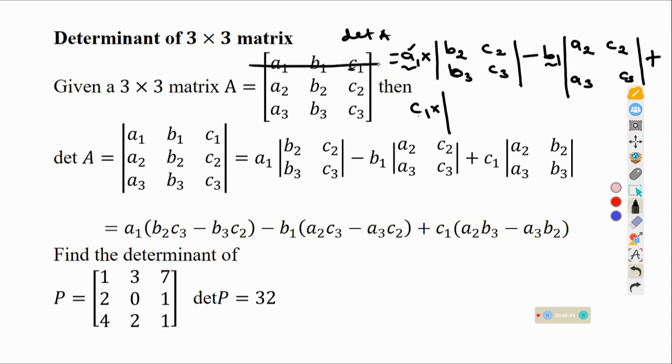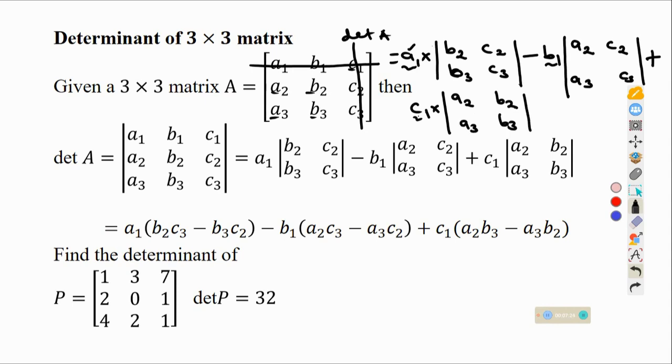Eliminate or delete the first row, third column. When you do that, what are the entries that remain? We remain with A2, B2, A3, B3. So you will multiply C1 with the determinant of the entries that remain after you have deleted where C1 lies. Where does C1 lie? C1 lies in the first row, third column. Eliminate the first row, third column, and get the determinant of the remaining entries, which is A2, B2, A3, B3.